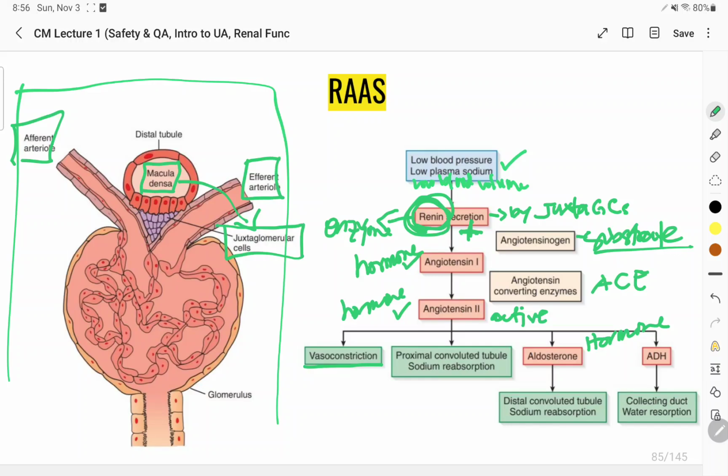Okay, maybe because of the low blood volume ang low blood pressure. So dapat mabalik siya. Okay? So, nakasabot lang mo. Okay.